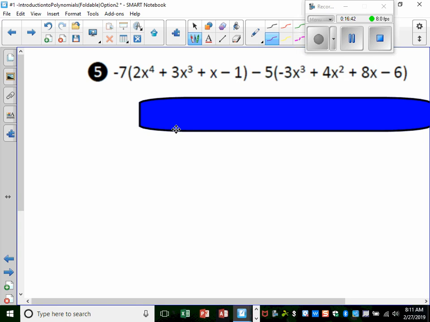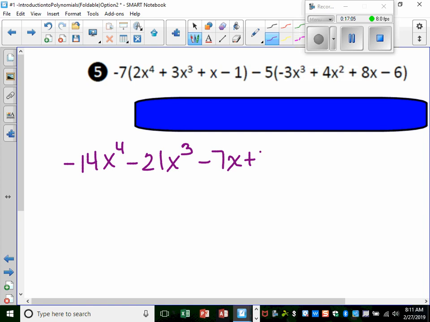All right. So in number 5, we have to go through that whole process of distributing first. So let's go ahead and distribute. So this will give us negative 14x to the 4th minus 21x to the 3rd minus 7x plus 7.